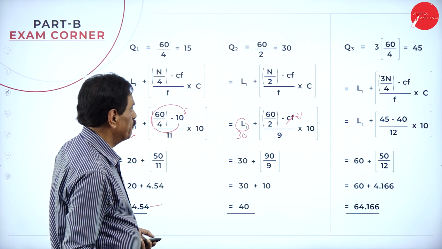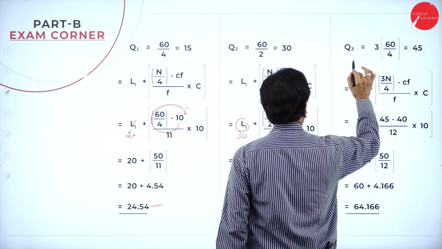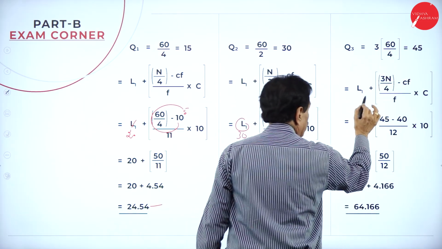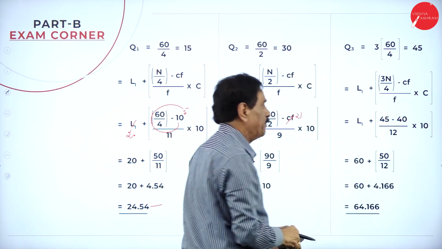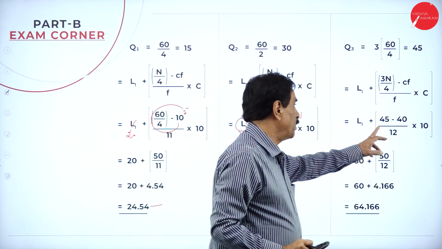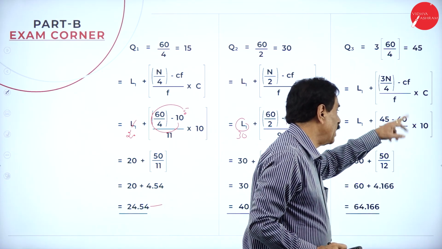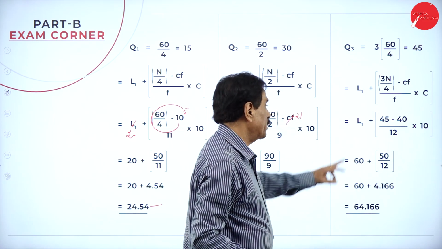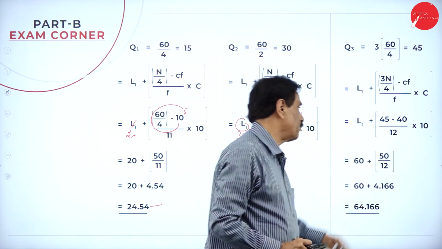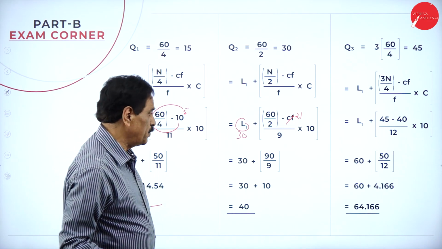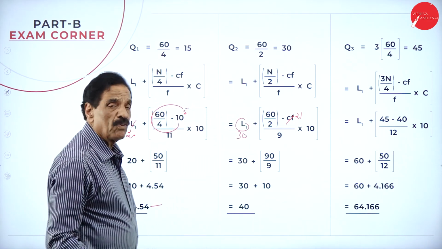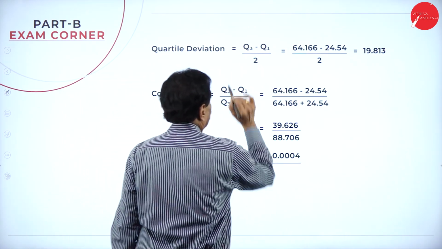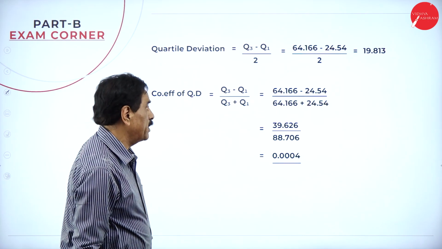Q3 is equal to L1 plus 3n by 4 minus CF over F into C. L1 is 30, 3n by 4 is 45. The number behind is 40. Divided by the constant frequency 12, into 10. 45 minus 40 is 5. 5 tens are 50, divided by 12 is 4.16. If we add the figures, it is 34.16. Now apply: quartile deviation is equal to Q3 minus Q1 divided by 2.